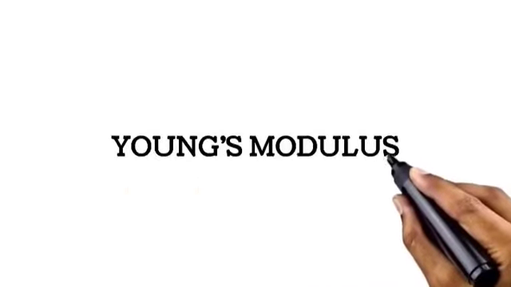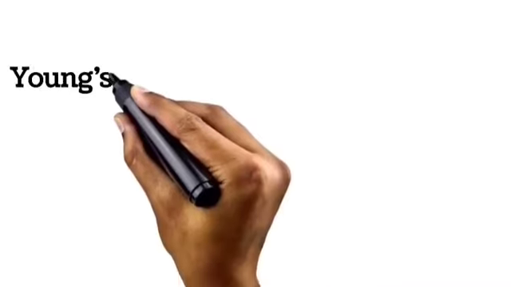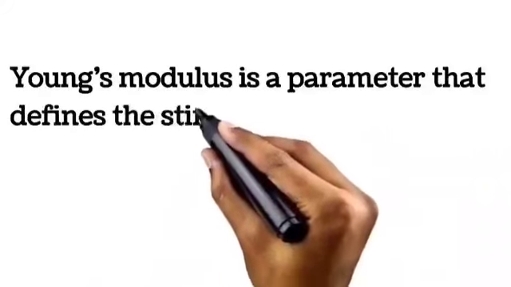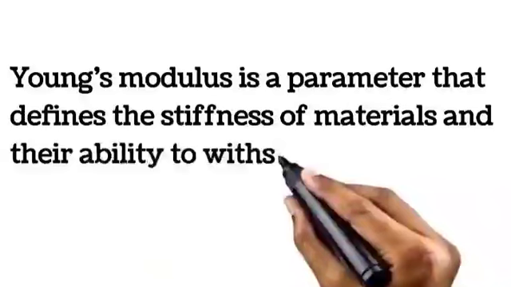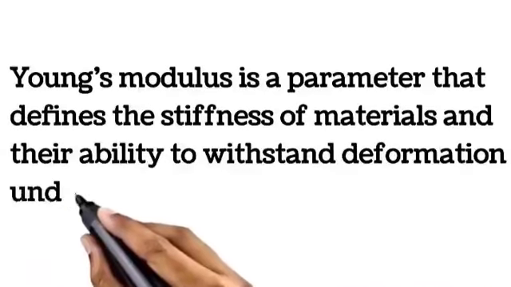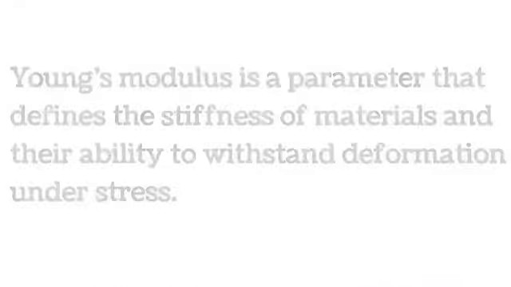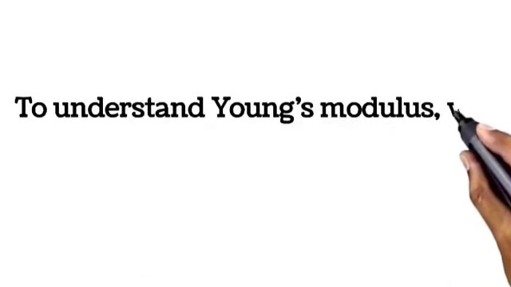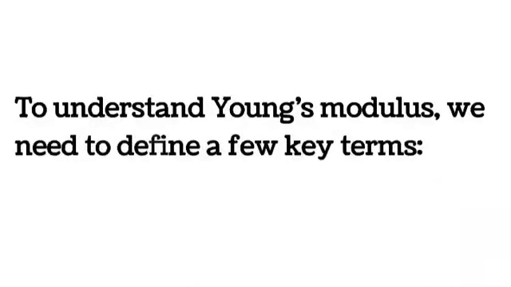Alright guys, so we are going to look at Young's modulus. Part 1. Young's modulus is a parameter that defines the stiffness of materials and their ability to withstand deformation under stress. To understand Young's modulus, we need to first define a few key terms.